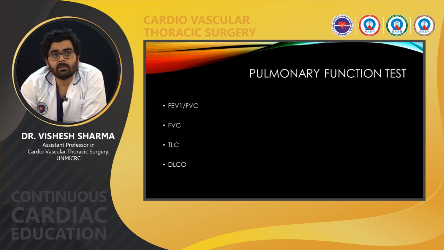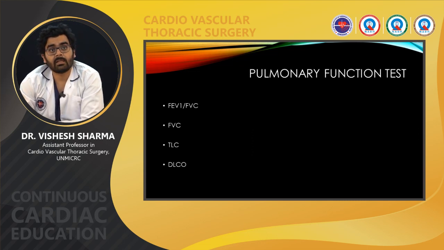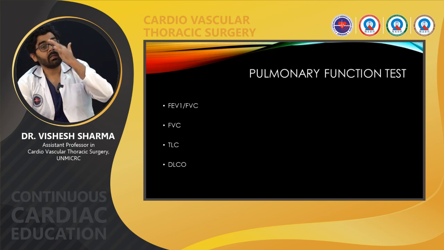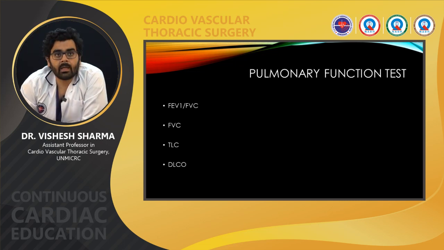Subsequently, we look at forced vital capacity. If that is also reduced, then we have to think about it being an inherent problem of the lung parenchyma, and the vital capacity is reduced. After that, we look at the total lung capacity, and if that is also reduced, we do consider that it could be related to a restrictive pathology.